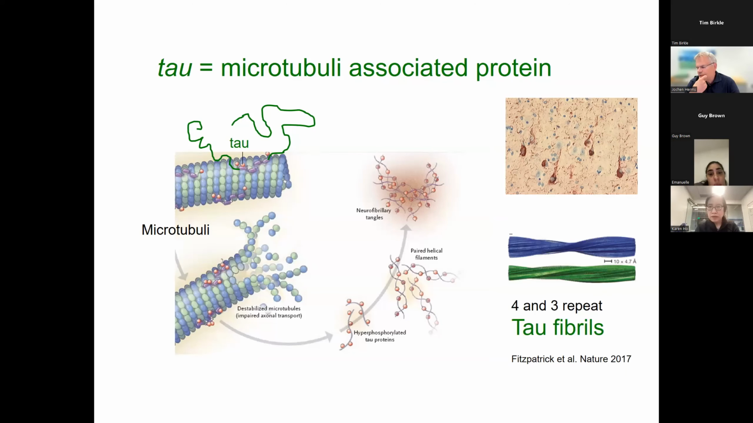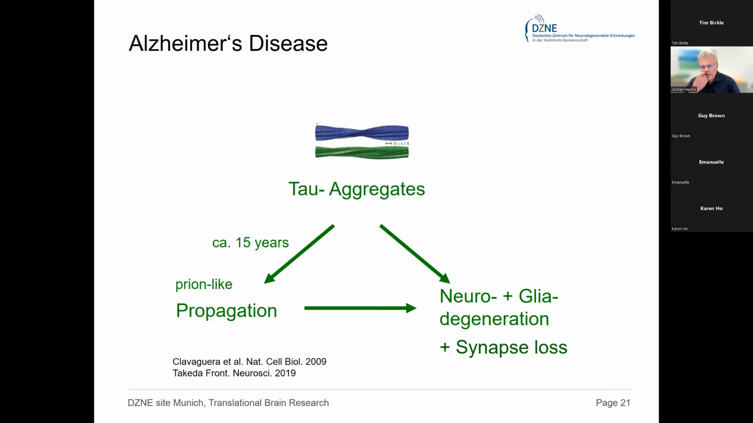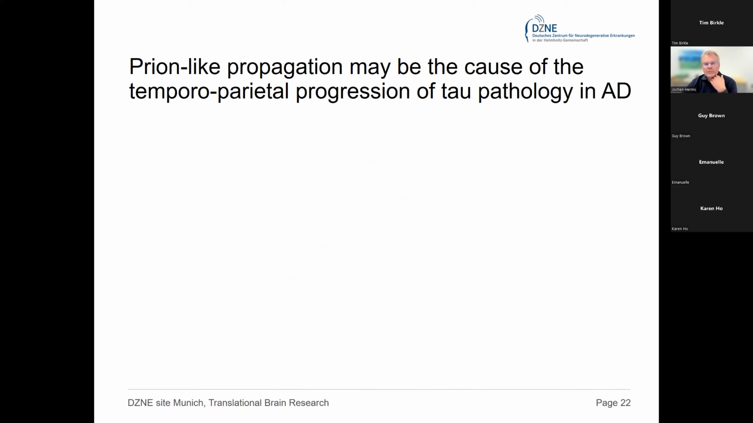During the last years, this neurodegeneration is accompanied by synapse loss. This is a prominent feature in human cases of Alzheimer's disease. And during the last years, it has become clear that tau propagates throughout the brain in a similar fashion to prion protein. However, different from the prion protein, it takes much longer. It's about 10 to 15 years until the pathology, starting from the temporal lobe, will affect the entire cortex. So there's a prion protein-like propagation, which may be the cause of the so-called temporoparietal progression of tau pathology in Alzheimer's disease.